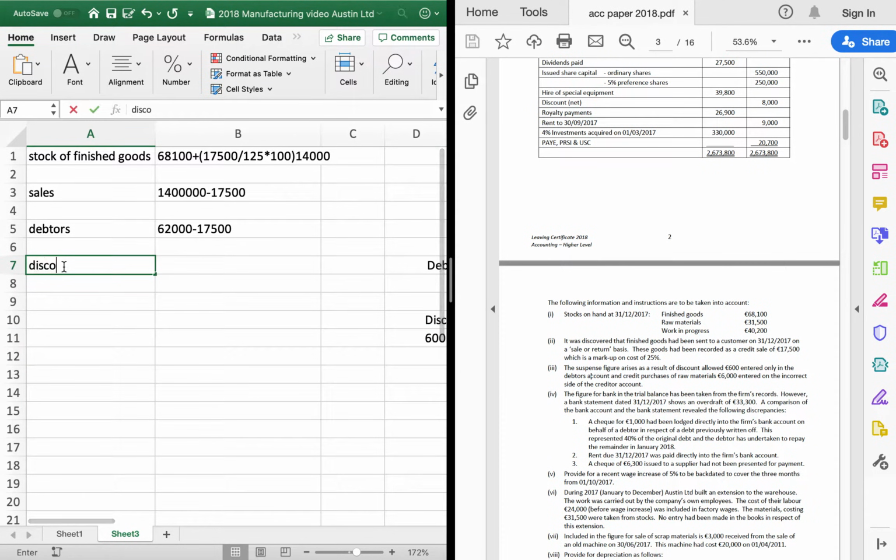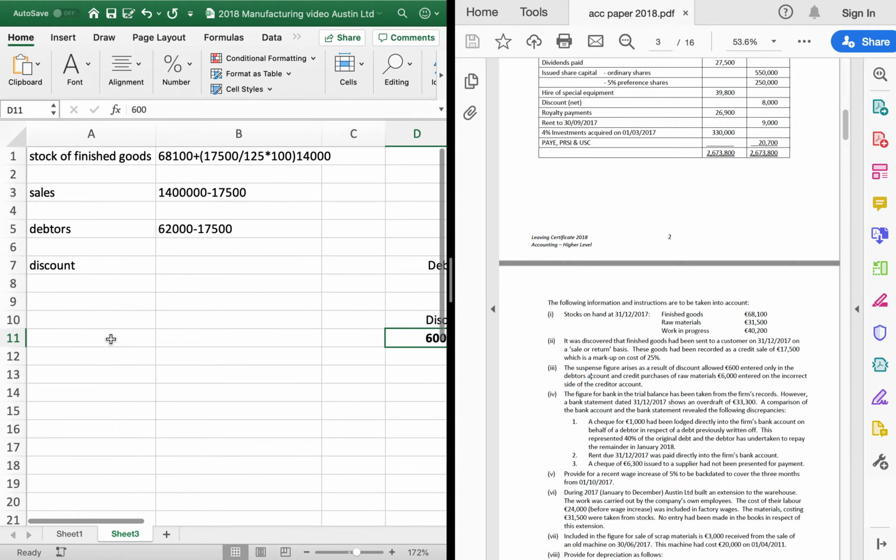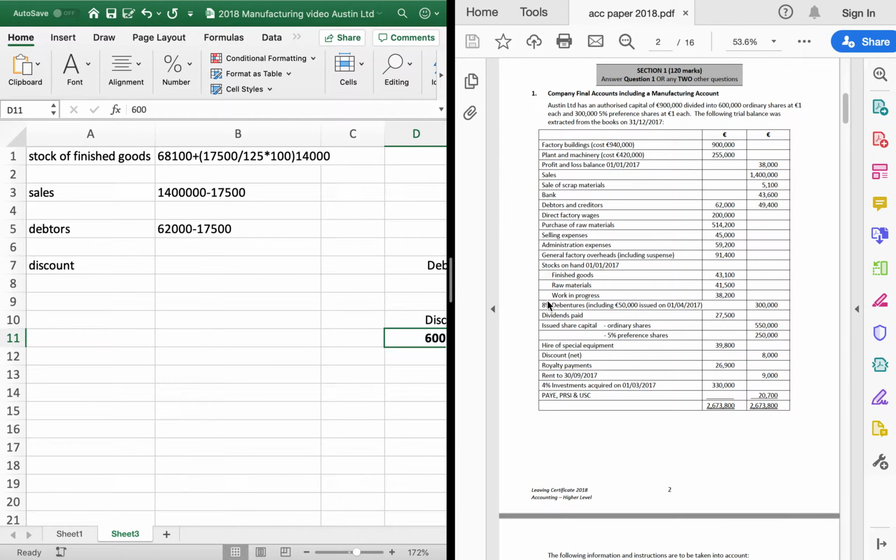Discount is in debtors, that's what I'm trying to say to you, so we don't have to worry about that. And this in effect is our step 3 there. So we have to put a debit of 600 to discount. So we go and find discount in the question. Discount net of 8,000. So see here, discount is a credit of 8,000. If we're debiting a credit, we're taking it away. So we're going to take 600 from discount, which means this side is now 2,673,200. This side is 2,673,800. So we have to make them equal.